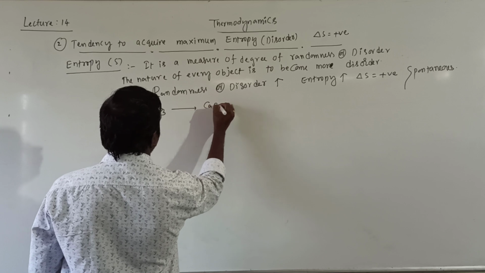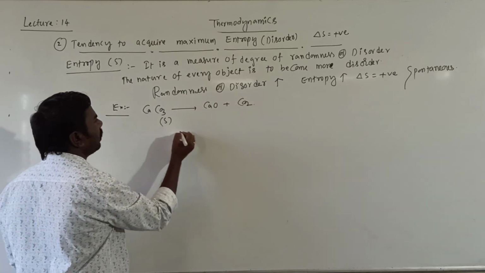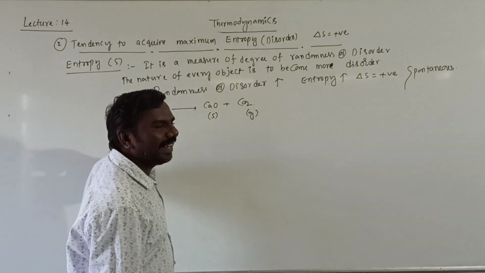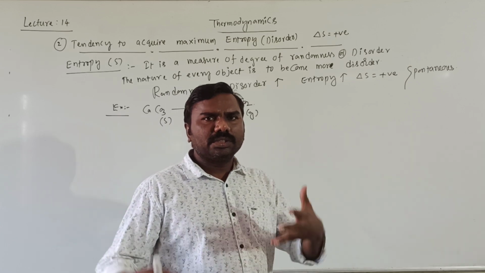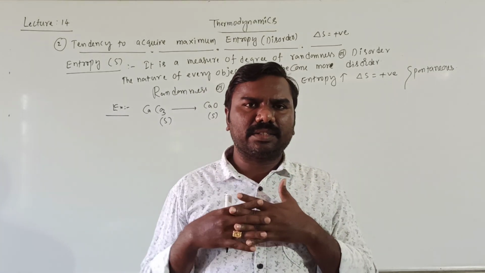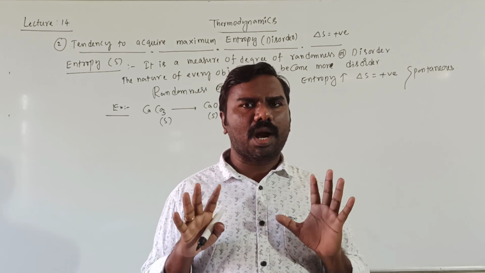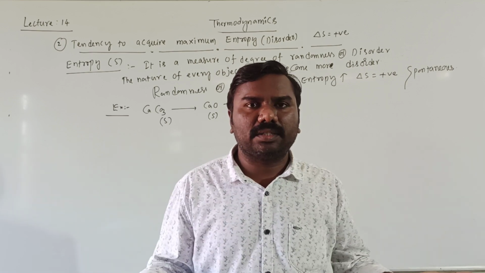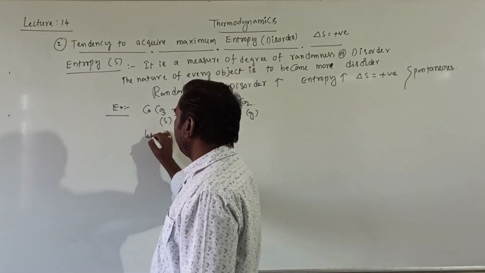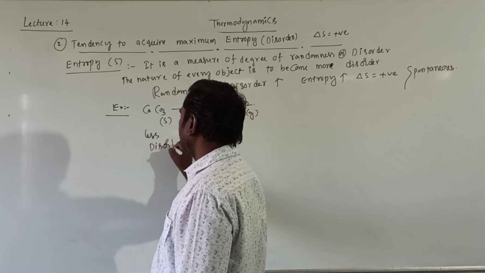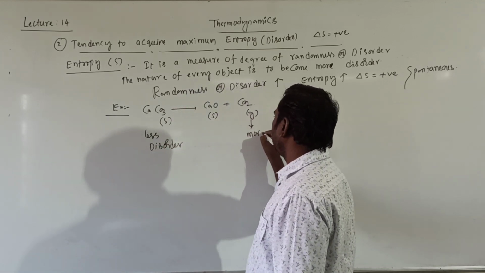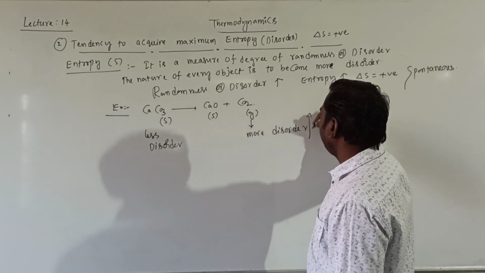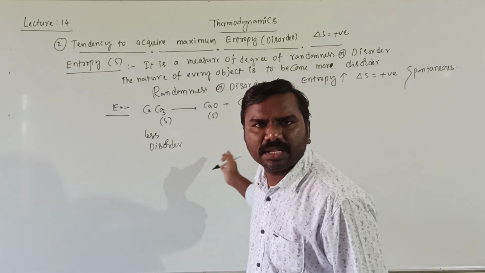CaCO3 gives rise to CaO plus CO2. CaCO3 is a solid, CO2 a gas. Observe, students, solid reactant is converted into gas. In solids, molecules are tightly held together. Less disorder, more order. Gases are moving apart from each other, more disorder. Solids, less disorder. Clear? Gas, more disorder. Disorder increases, entropy increases, spontaneous reaction.